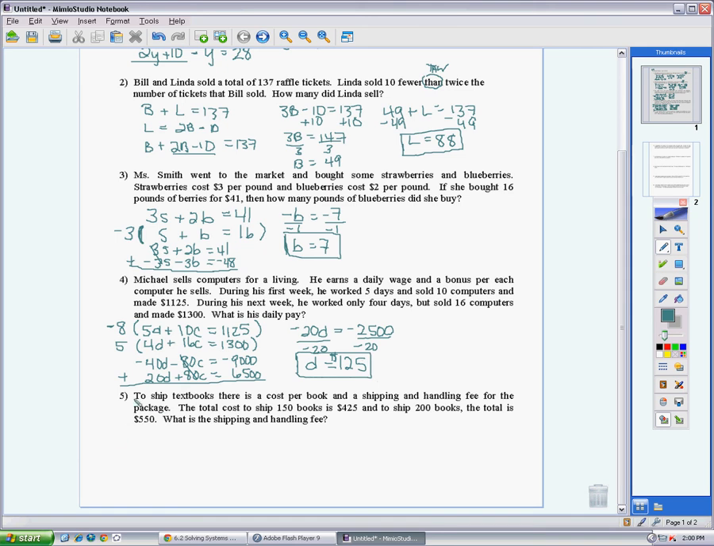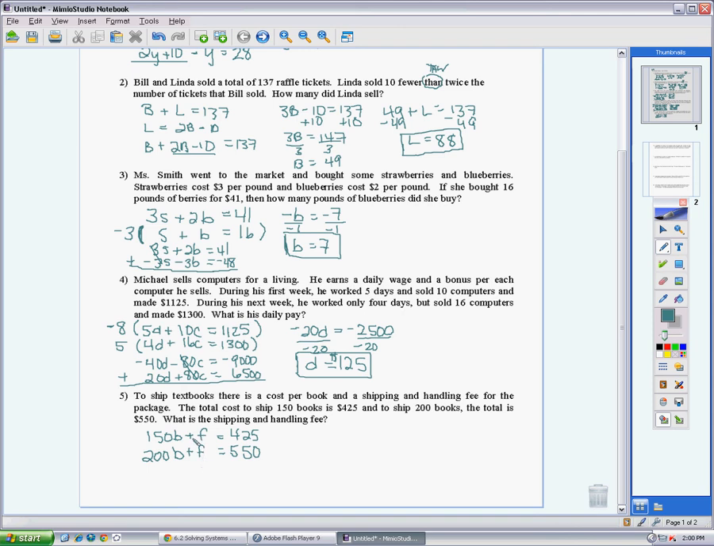Number 5. To ship textbooks, there's a cost per book and a shipping and handling fee for the package. The total cost to ship 150 books is $425, and to ship 200 books, the total is $550. What is the shipping and handling fee? Okay, so 150 books plus the fee equals $425, and 200 books plus the fee equals $550.